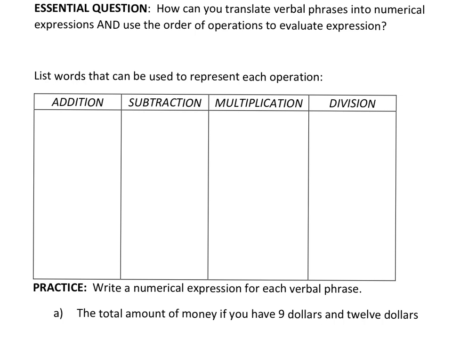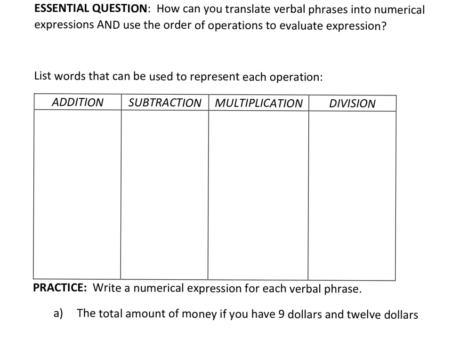Our essential question is how can you translate verbal phrases into numerical expressions, and how do you use the order of operations to evaluate those expressions. So again, a numeric expression has both numbers and symbols, which are our signs: add, subtract, multiply, and divide. Now with order of operations, there are two ways to solve. We can use our PEMDAS or GEMMA, but we do need to remember that order is important.